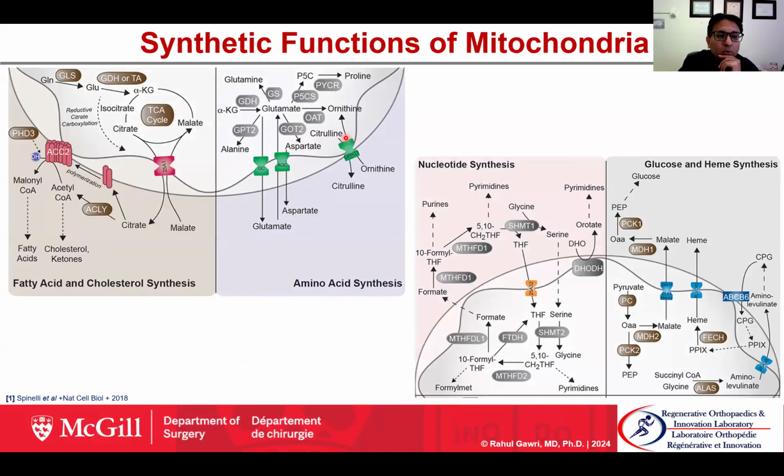There are many synthetic functions of mitochondria. As we can see here, it has a very pivotal role in fatty acid and cholesterol synthesis, and in amino acid synthesis, which is also a backbone for creating collagens. We have nucleotide synthesis, where mitochondria are involved with a series of intermediaries and enzymes. It can also aid in glucose and heme synthesis. These are very critical processes controlled by mitochondria, and if we are not taking care of the oxygen tension in the cells, the downstream activities of the mitochondria are also hampered.